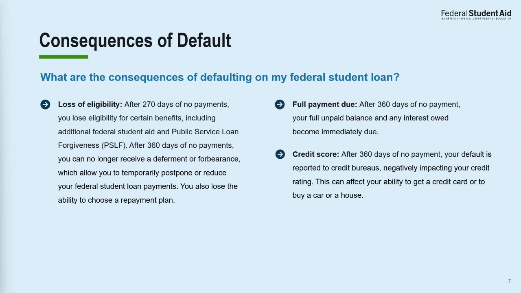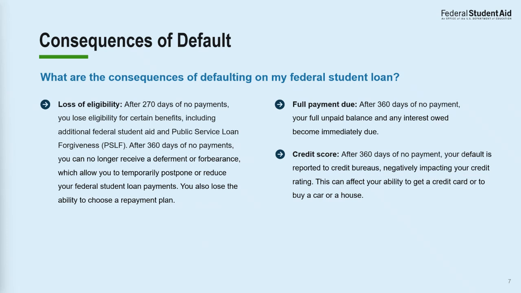Now, if you're not sure what deferment and forbearance is, this basically means that your payments are temporarily postponed and that you may also be able to reduce your loan payment as well. So you will lose the ability to choose a repayment plan starting at that 360 days. So this is why we want to have this webinar today, to make sure that you're aware so that you can start to make some progress into your repayment, so that way you're not experiencing these consequences.